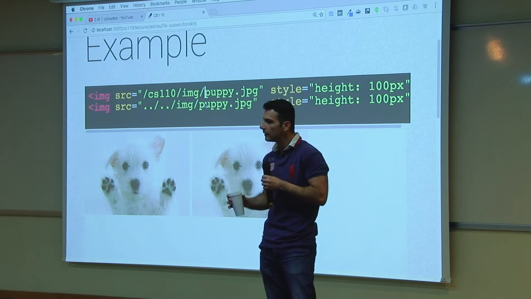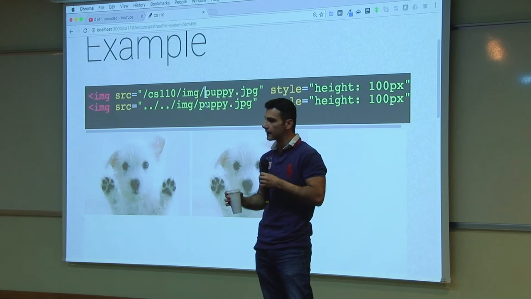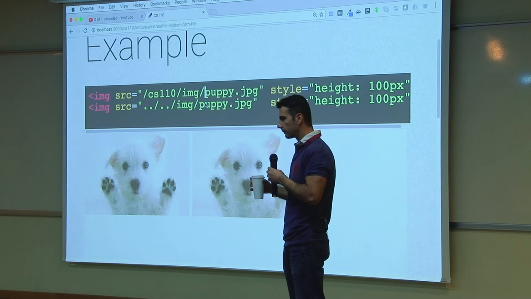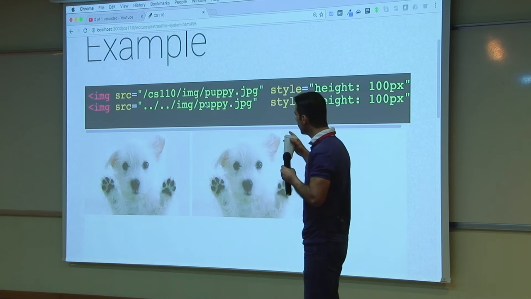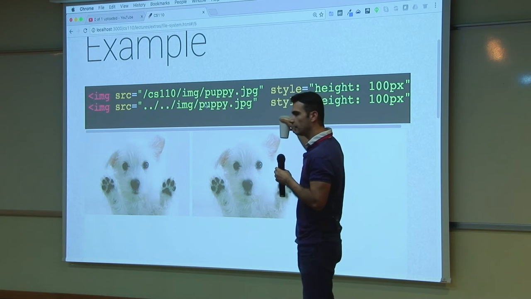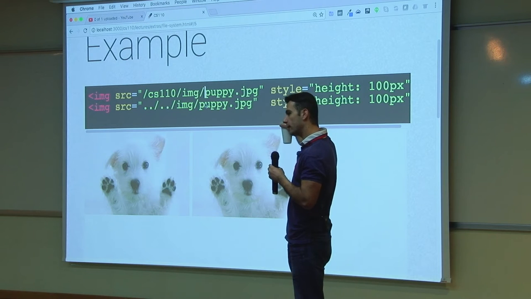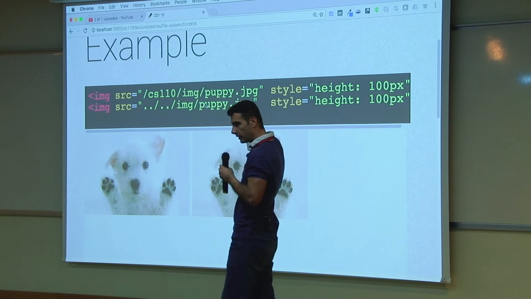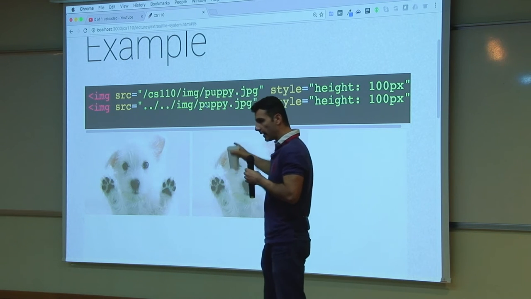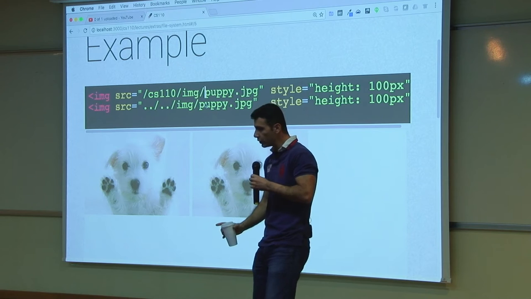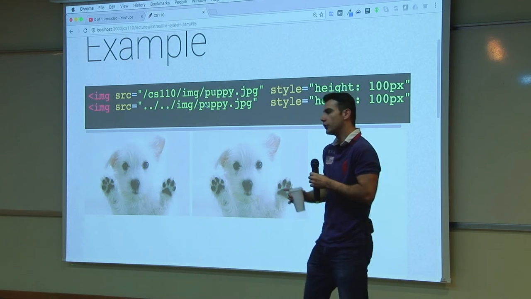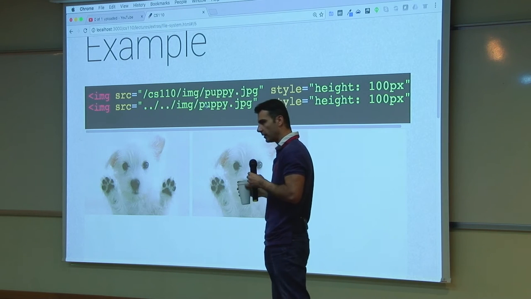Yes. In the second one, you wrote two dots. Yes. You didn't write from where it starts. I mean, we did two big paths. Understood. So it's starting with wherever this HTML file is. This exact filesystem.html, the actual file itself, lives somewhere where if you were to go up and up from there, you would end up right in CS110, from which you can go to image and then get puppy.jpg.